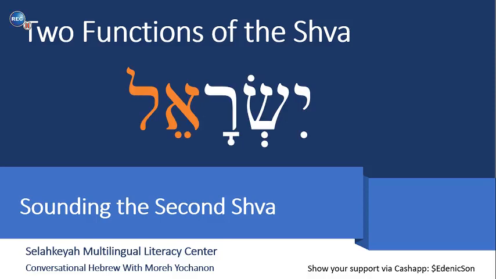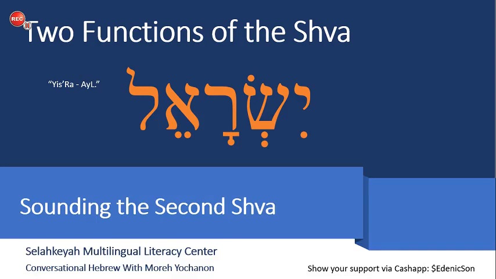And last but not least, we have the Aleph with the Seti underneath it and the Lamed making the El sound. Let's put this together. Yis, Ra, El. Israel.